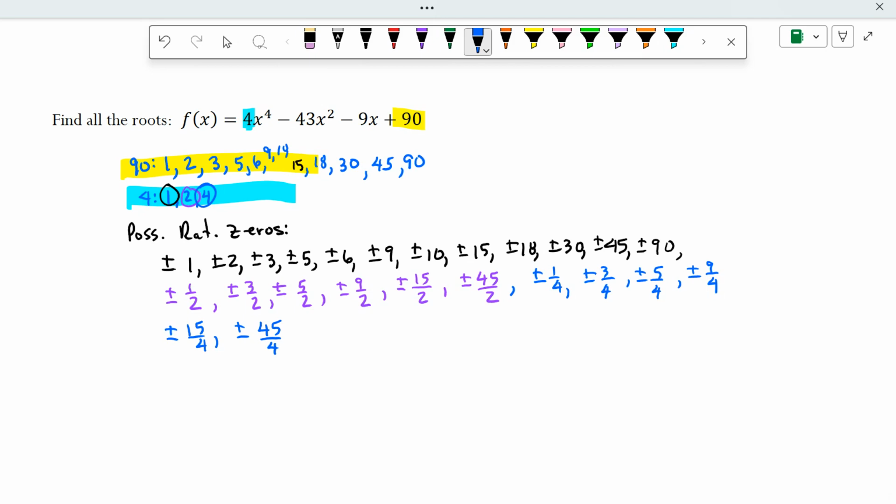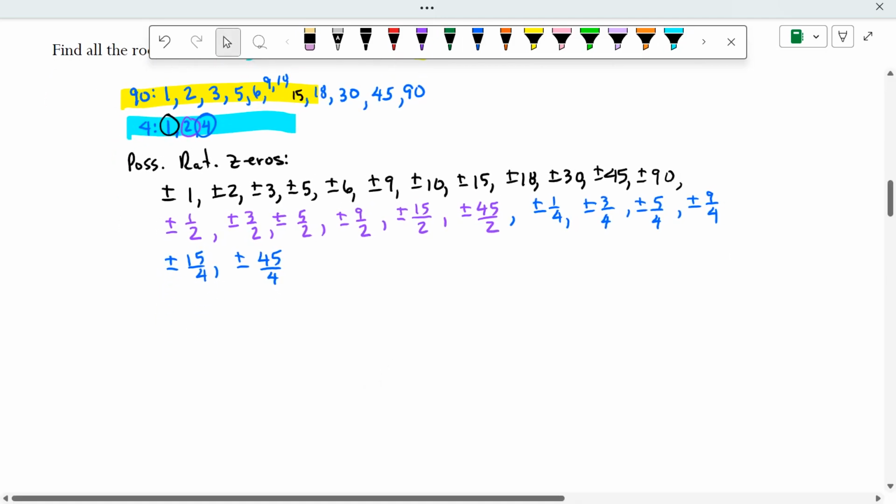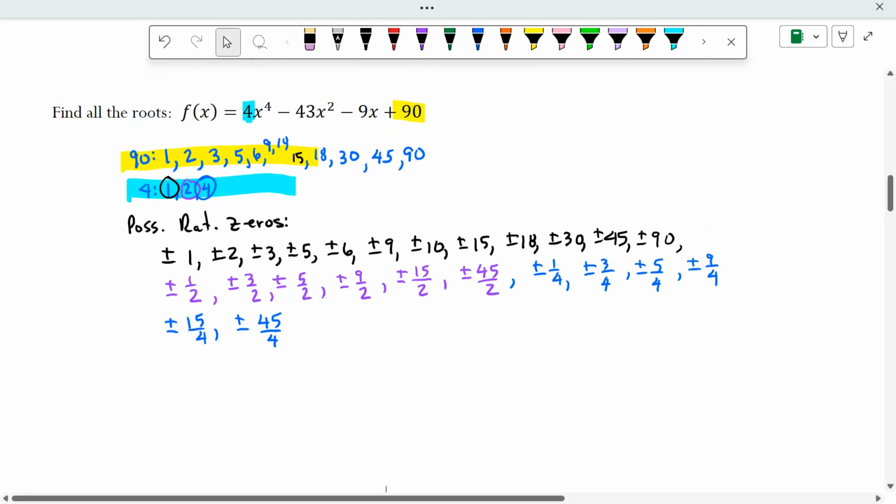Yes, this is an incredibly long list. You would not expect to see a list this long on a test, but it is still less than an infinite number of numbers to choose from. So now what we're going to do is a condensed version of synthetic division. So we're going to start with our polynomial.